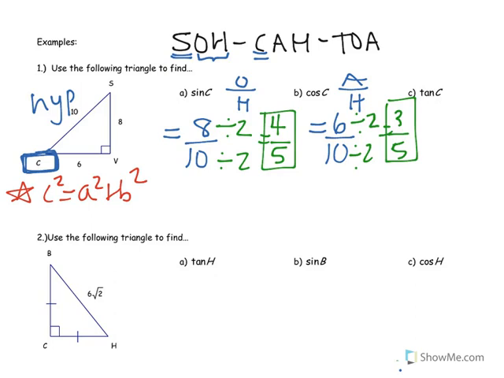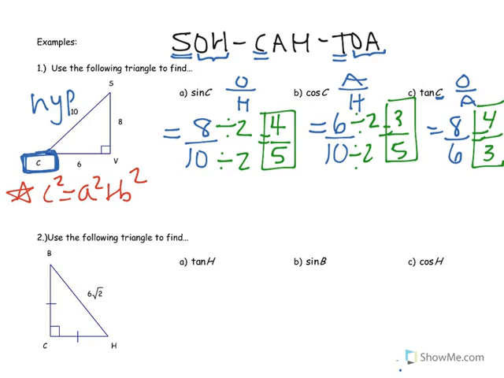So last but not least, we have tangent. Tangent is TOA, OA, so opposite over adjacent. So again, our angle is C, so we're going to find the opposite side of angle C, that's 8, and the O over A, and the adjacent side is 6. So it's going to be 8 over 6. Divide by 2 again, I believe that will simplify down to 4 over 3. Okay?